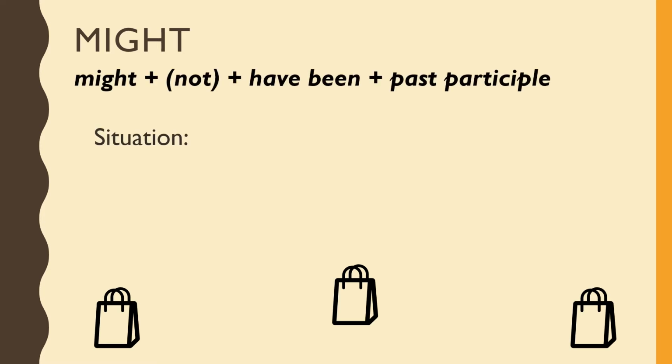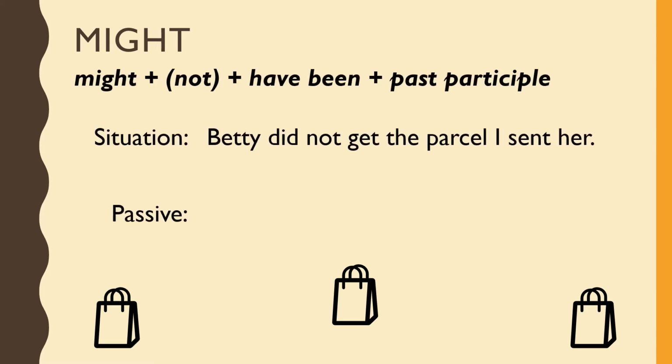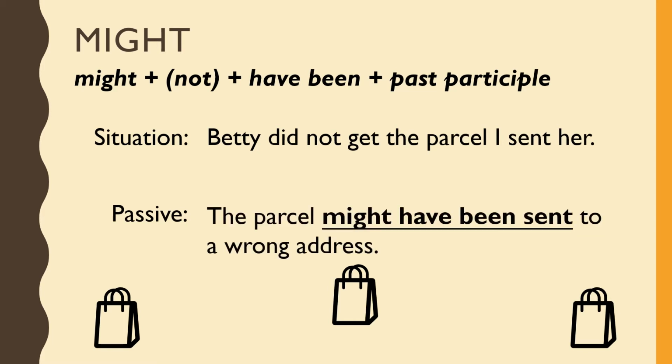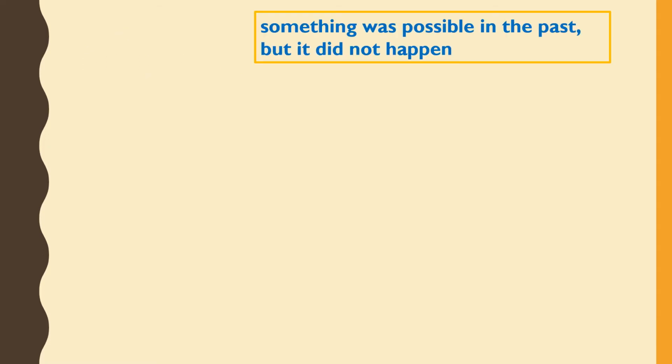In this situation, Betty did not get the parcel I sent her. Through this situation, we know the parcel might, thus possibly, have already been sent to a wrong address. Another modal verb is could.